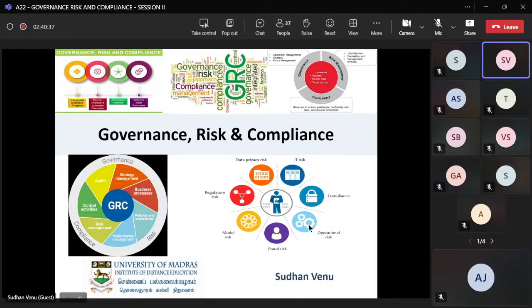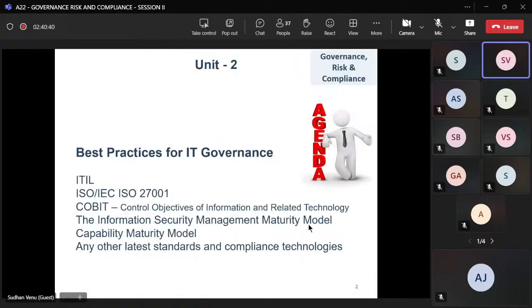In unit 2 we are going to cover the best practices of IT governance, which are ITIL, that is Information Technology Infrastructure Library, ISO IEC 27001, COBIT, Control Objectives for Information and Related Technologies, information security management, and the Capability Maturity Model, that is CMMI, and other latest standards and compliance technology that we are going to see now. And we'll discuss them one by one.